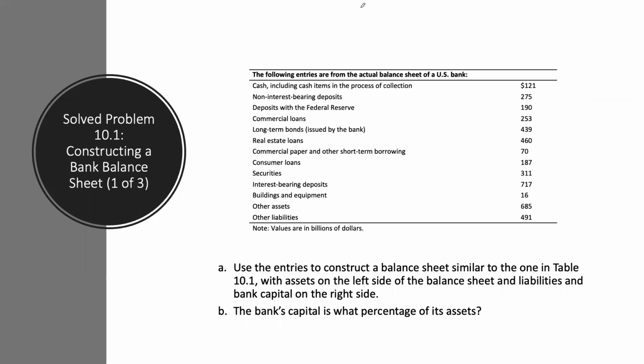So each of these you can straight away begin to slot, right? So cash should be an asset, right? It's an asset to the bank.